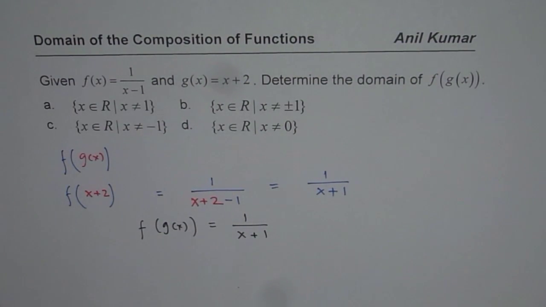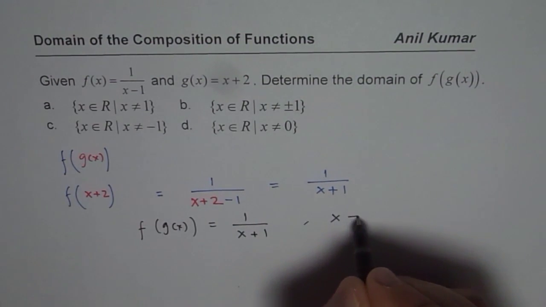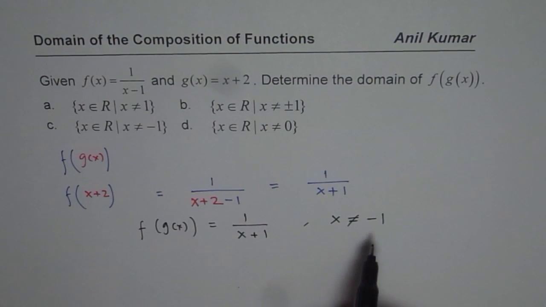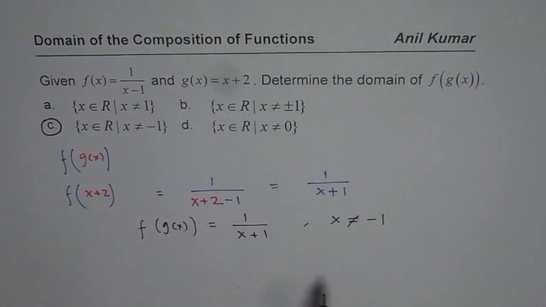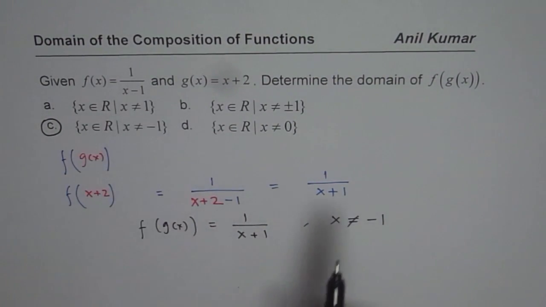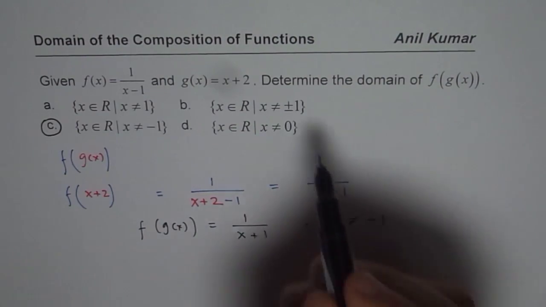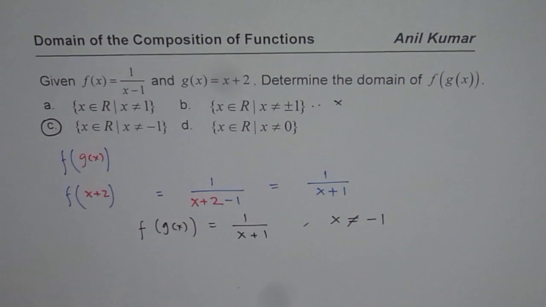So what is the restriction? From here it is very clear that x is not equal to minus 1. That is the restriction. So the correct answer is option C. Now some students have confusion, thinking that f of x is not defined for x equals plus 1 and f of g of x is not defined for minus 1, so they go in for this answer, but that is going to be incorrect, right?